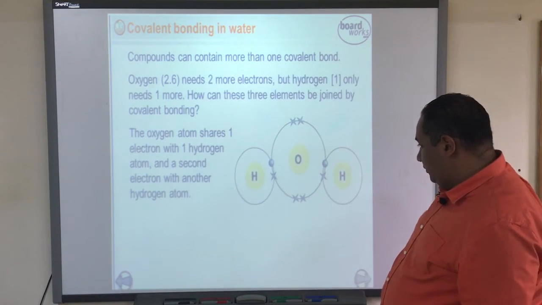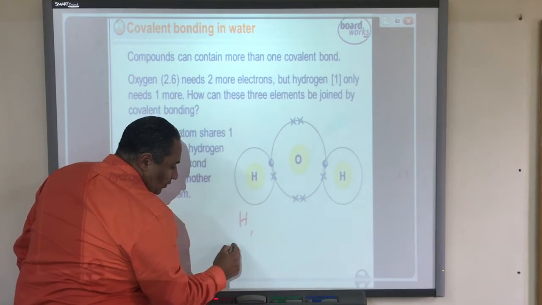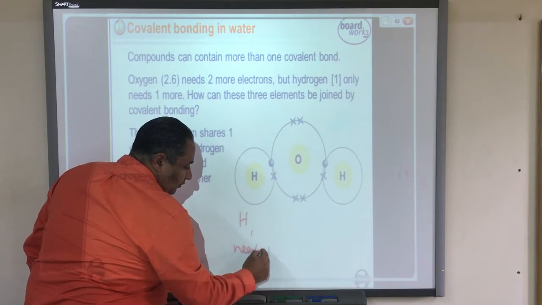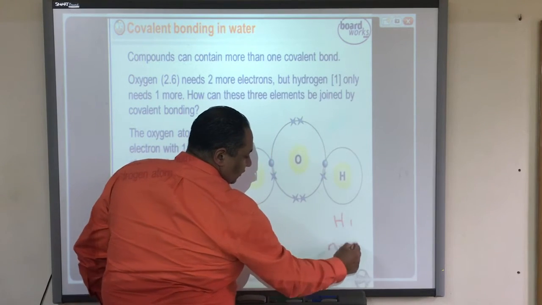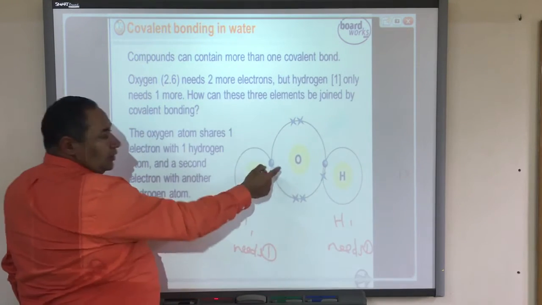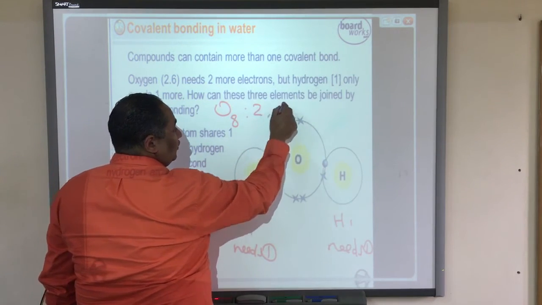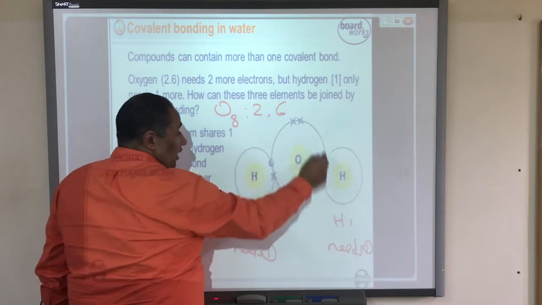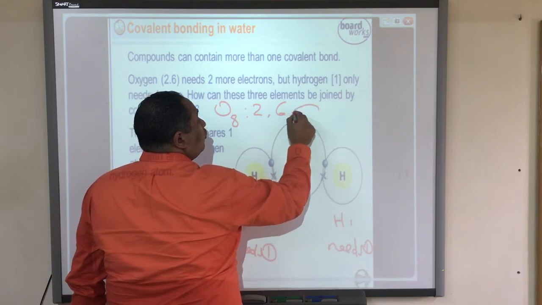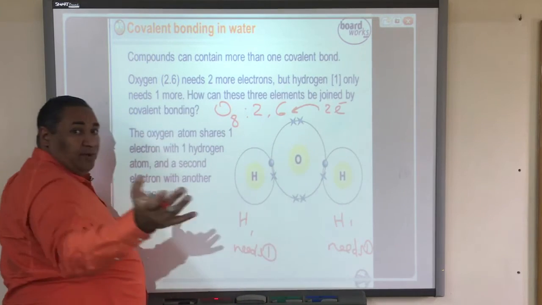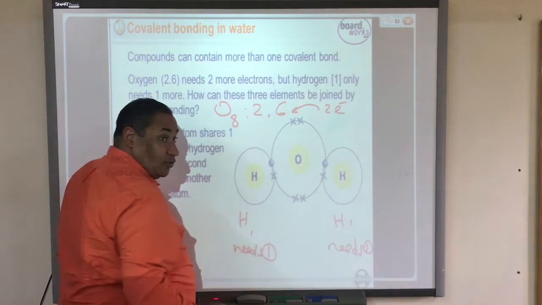Oxygen with hydrogen. Okay, what happens? Again, hydrogen is 1. Needs 1. The same with this hydrogen. Needs 1. Here, oxygen is 8. Electronic configuration is 2, 6. Okay? So the last shell has 6. What does the oxygen need to reach the perfect structure? Needs 2 electrons. Perfect. Hydrogen needs 1. The other hydrogen needs 1 also.